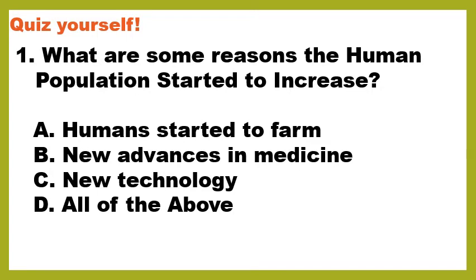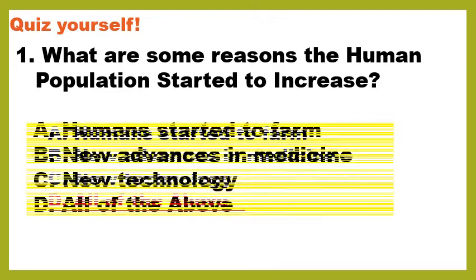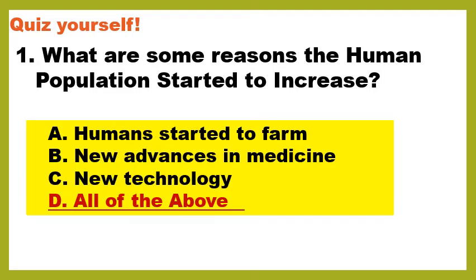Let's start off with a mini quiz. What are some reasons the human population started to increase? A, humans started to farm. B, new advances in medicine. C, new technology. Or D, all of the above. 5, 4, 3, 2, 1. I'm not going to eliminate any answers because the correct answer is all of the above.